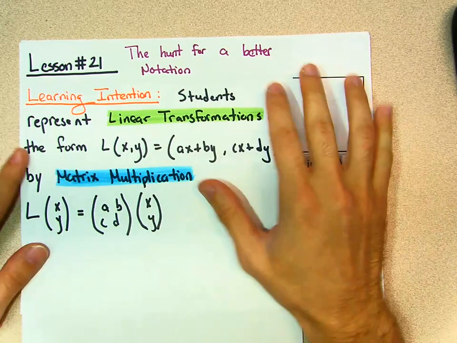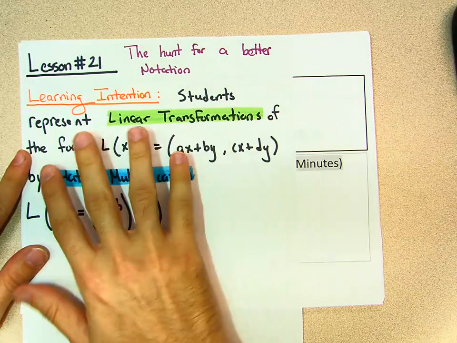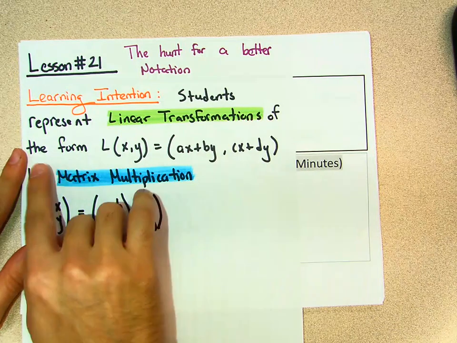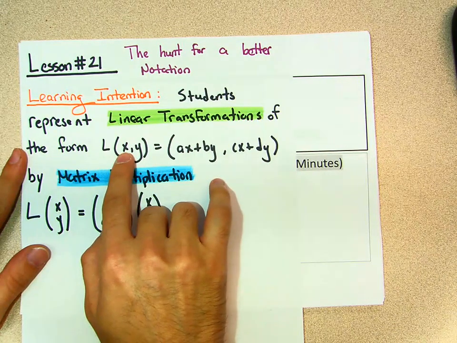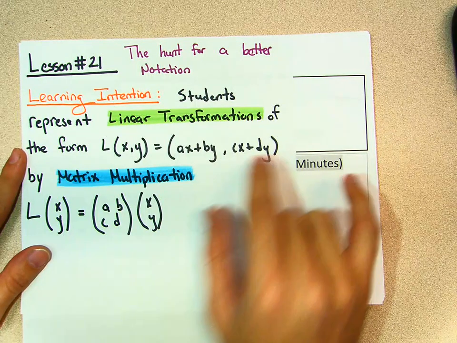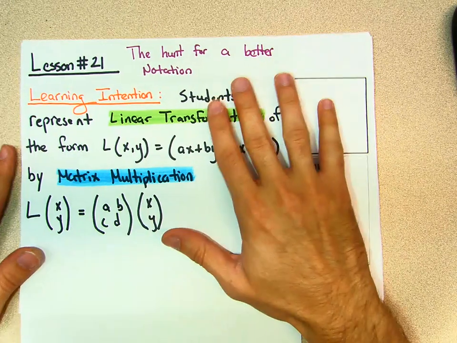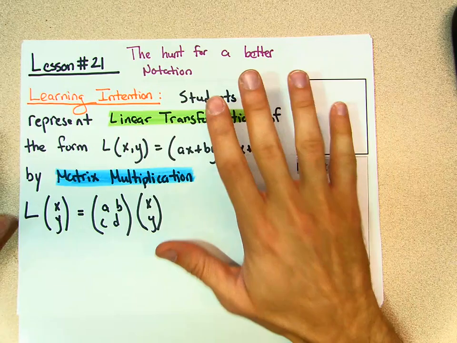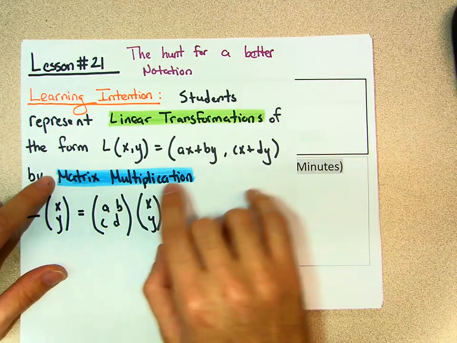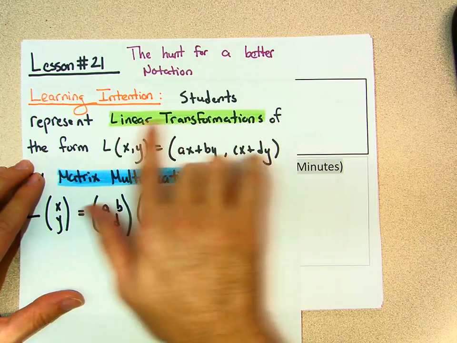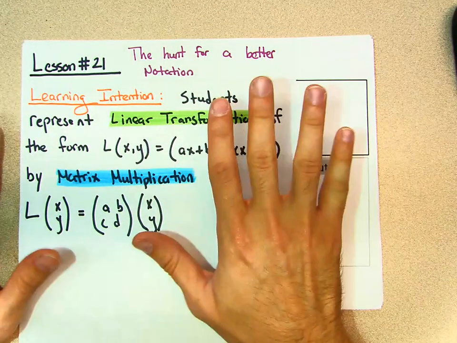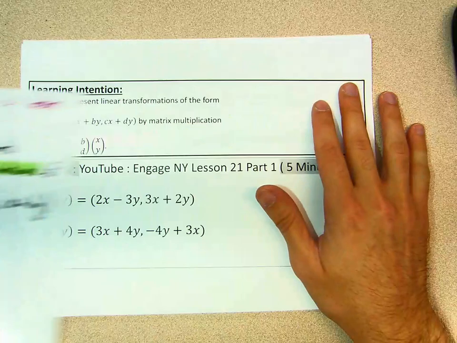So, the hunt for a better notation. Let's look at the learning intention real quick. Students represent the linear transformations of the form L(x, y) = (ax + by, cx + dy) by matrix multiplication. So you're looking at this, you're like, oh boy, what are we getting into? But this is going to be the new idea of what is a matrix and how do we multiply it, and how does it make a connection with the linear transformation. So right now, we don't know any of this, but just give it some time, okay?